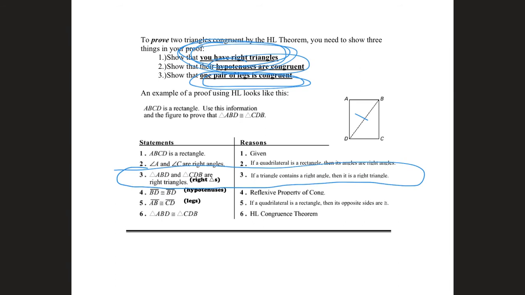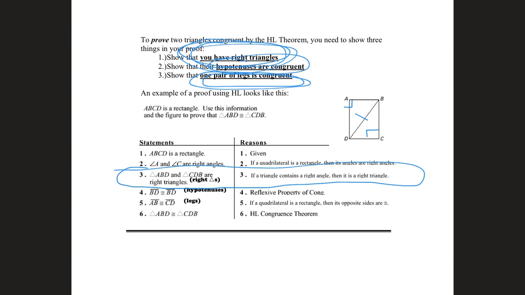Actually, let me go back and mark what I had before. The fact that angle A and C are right angles. And then we have the congruent hypotenuses. And then step 5, AB is congruent to CD. If a quadrilateral is a rectangle, then its opposite sides are congruent. That's a fact about a rectangle.